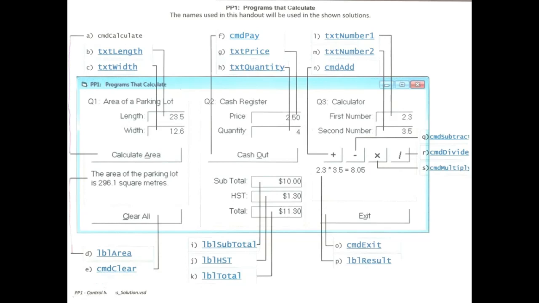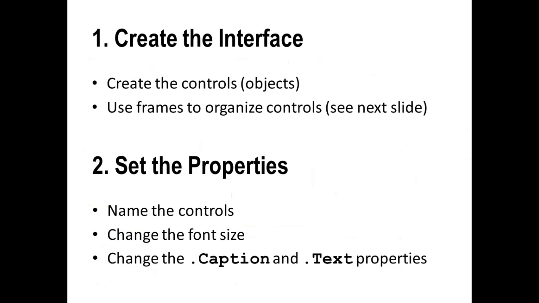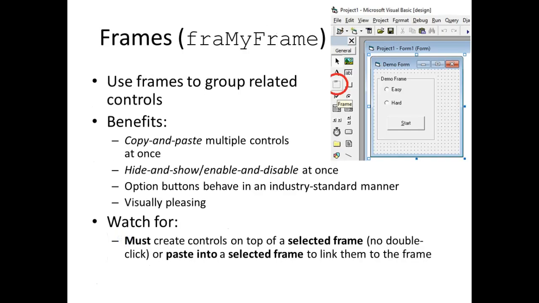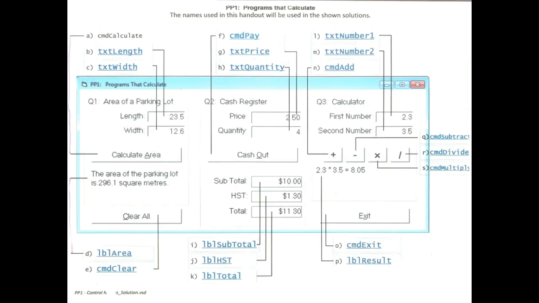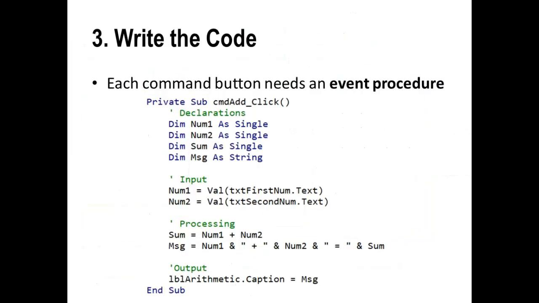After having created the first program, area of a parking lot, let's recap. So remember, create the interface, set the properties, and last will be to write the code. Here's a reminder of what frames are all about. We do have to remember all the names of the controls that we would like.